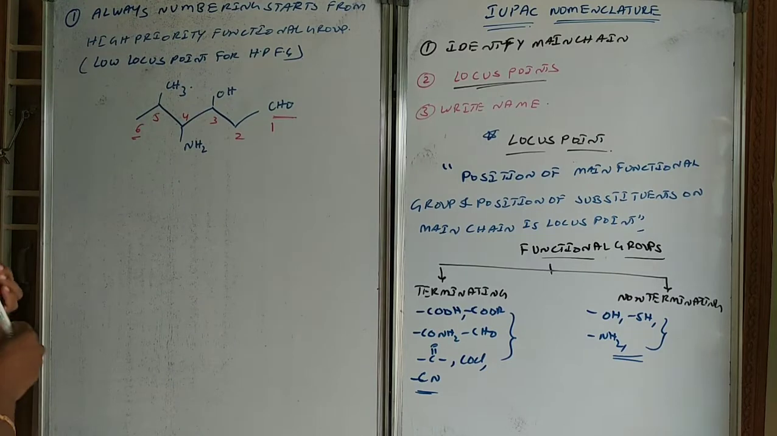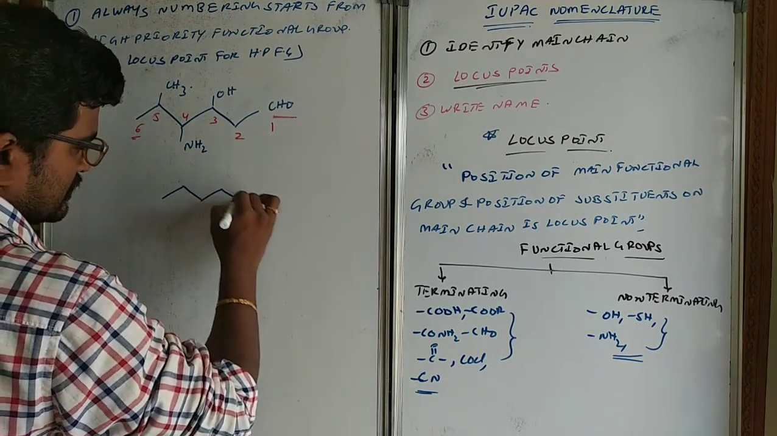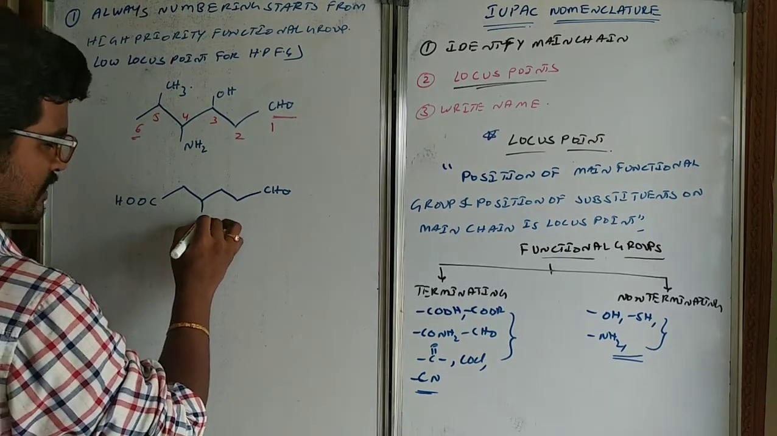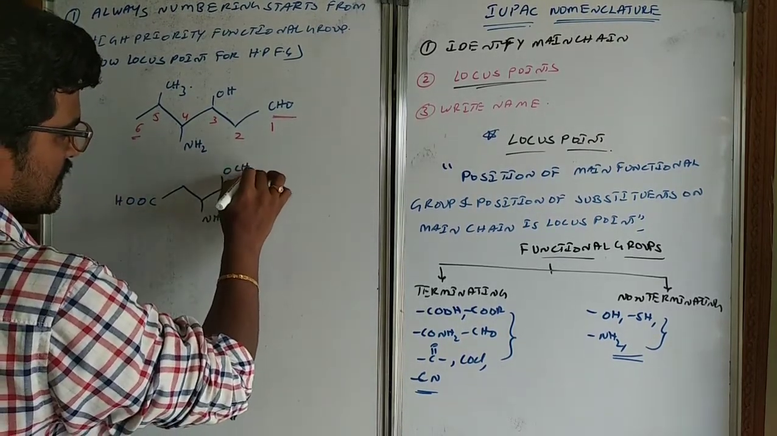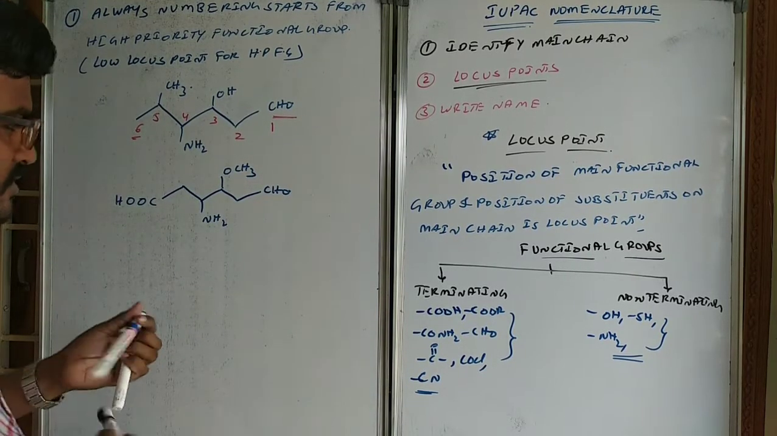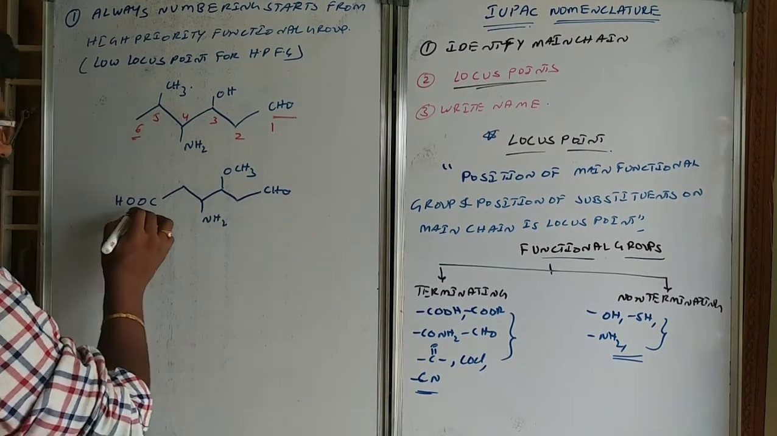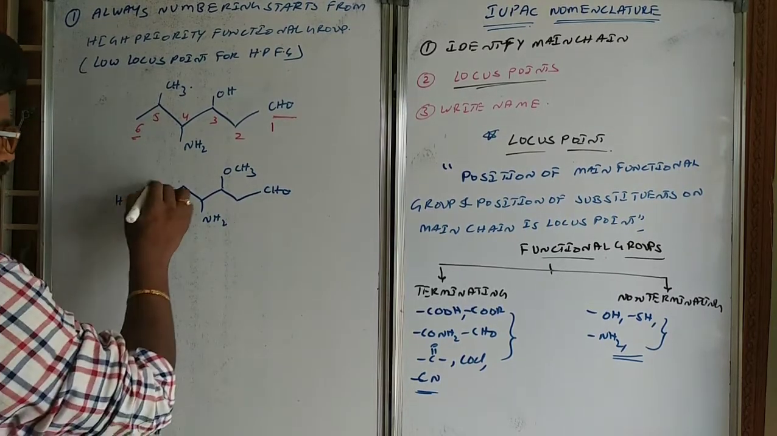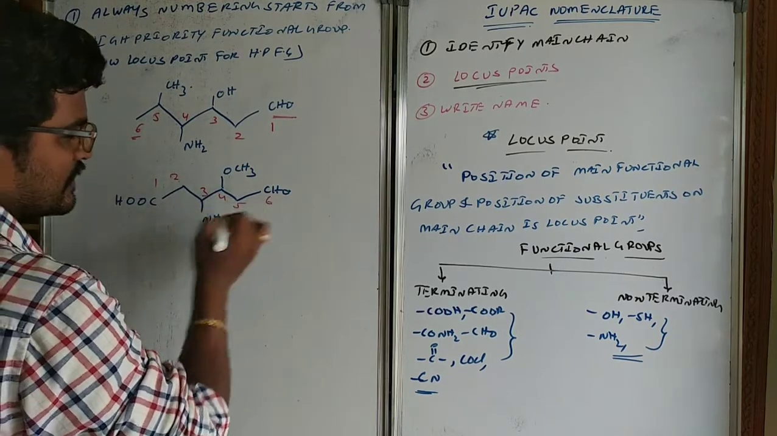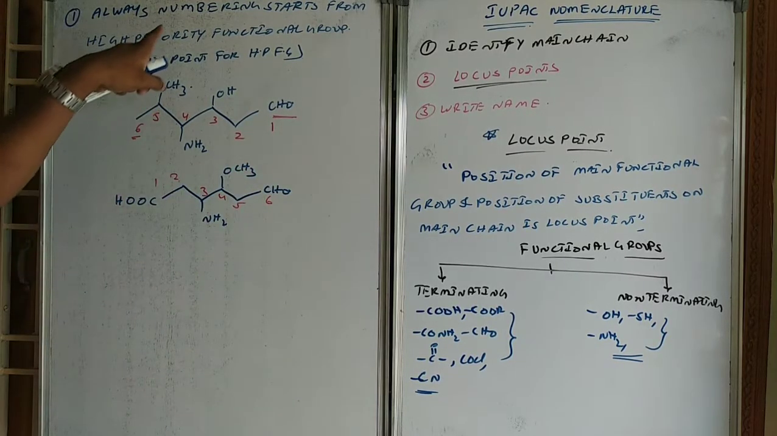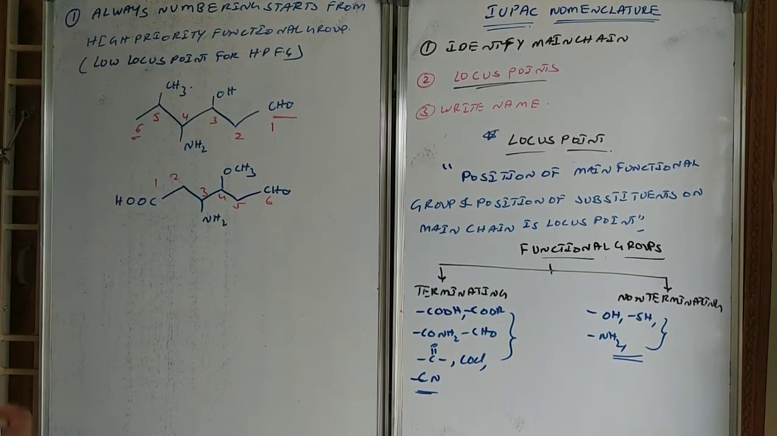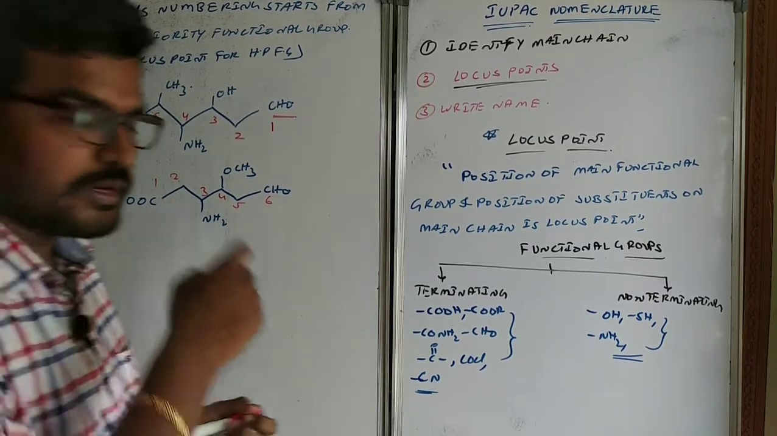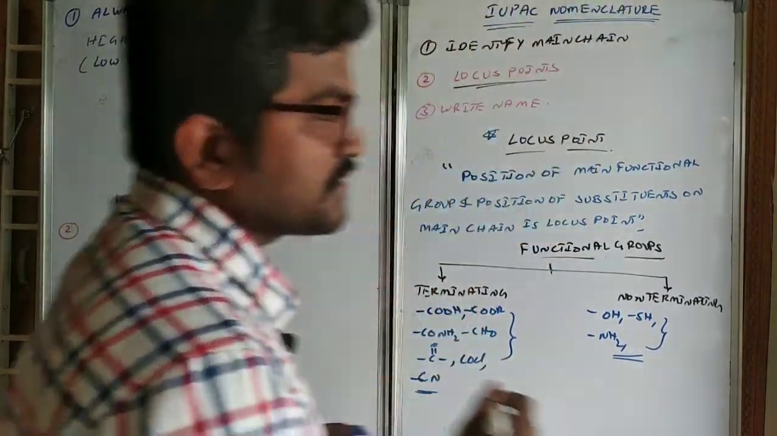See this, another compound is this one. CHO, COOH, NH2, O, CH3. This compound is there. You have to start numbering from CHO and COOH. You have to start numbering from the high priority functional group. So 1, 2, 3, 4, 5, 6 will come. So like this, always numbering starts from high priority functional groups.